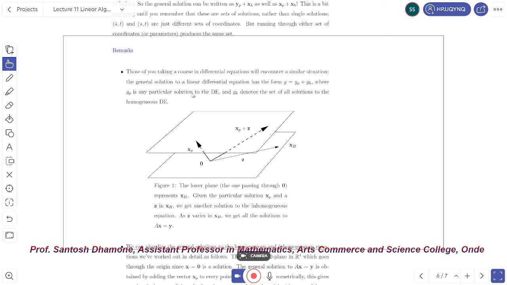Now pick any point in this parallel plane and add to it all the vectors in the plane corresponding to the general solution xh. What do you get? You get the same parallel plane. This is why xp plus xh is equal to yp plus xh. Okay, this is the solution of a non-homogeneous system of linear equations.